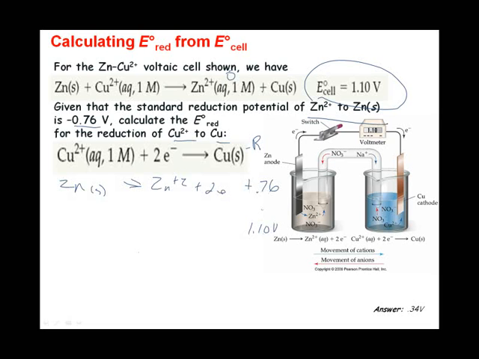The difference here has to be this, which is going to be 0.34 volts, and that's going to be the Cu2 plus 2 electrons gives me Cu. So it's kind of some simple math once you figure in your head what's going on.